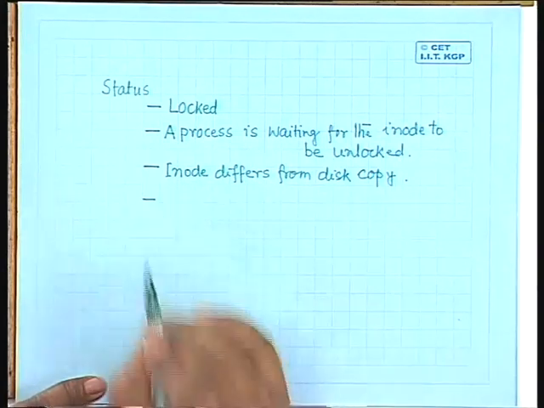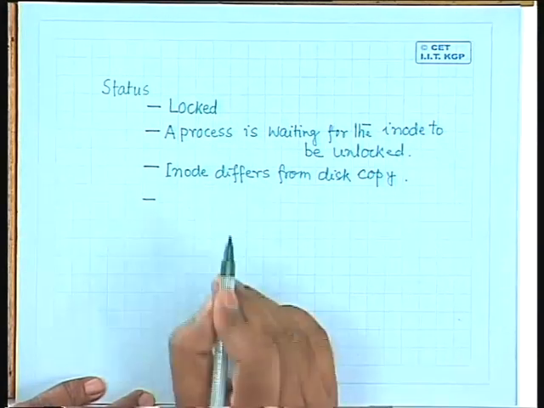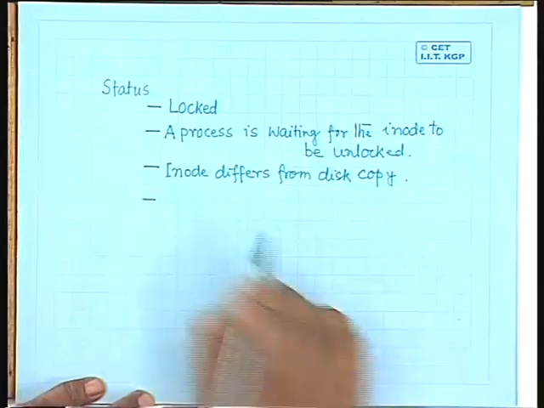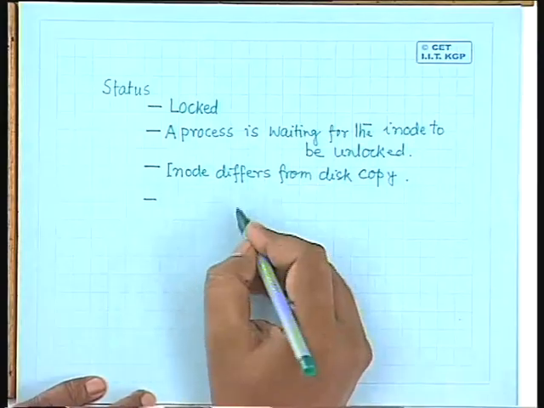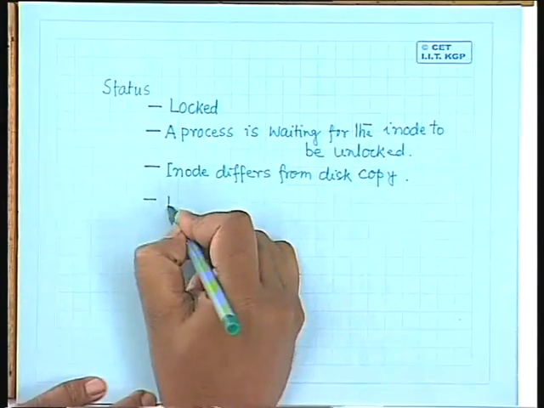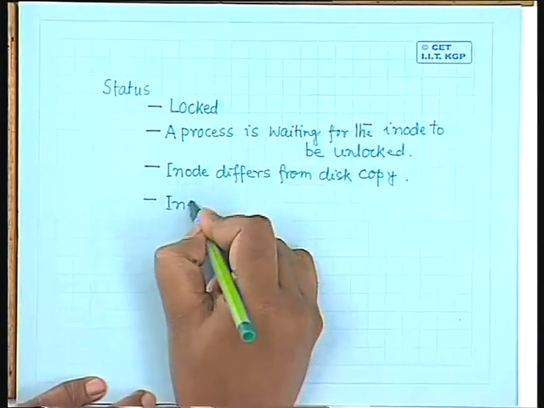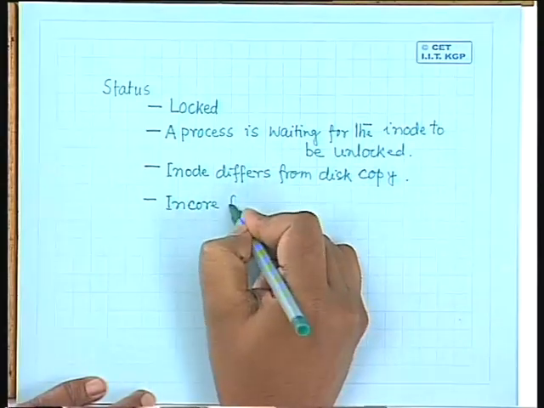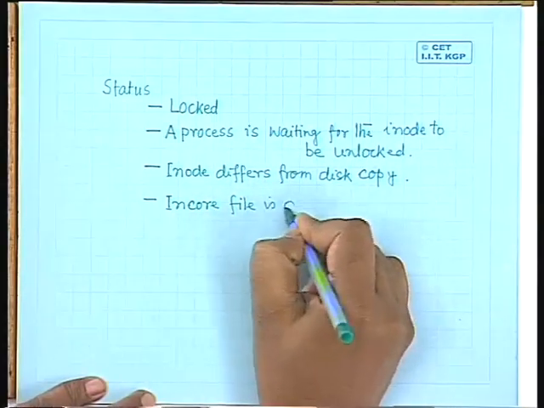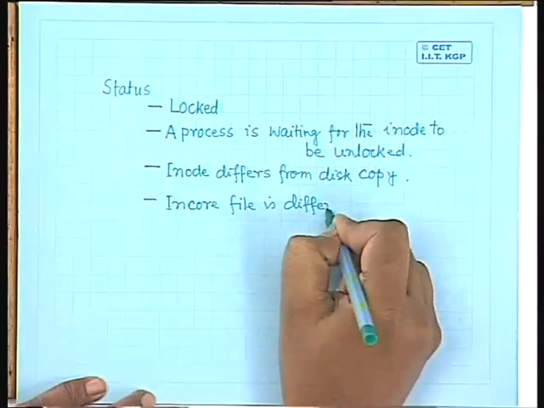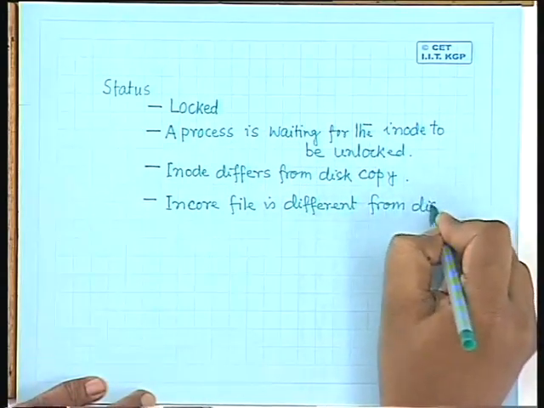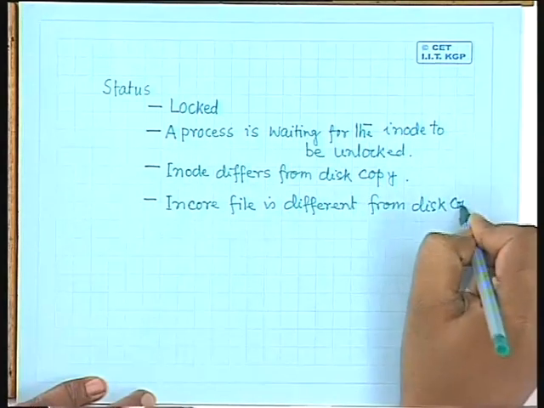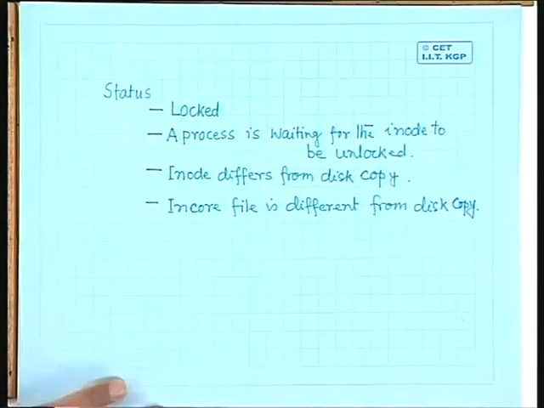And the second information that has to be maintained is whether the file data has been modified after the file has been opened. So here we have to put whether the in-core file is different from the disk copy.